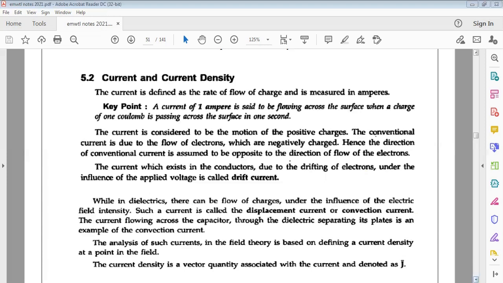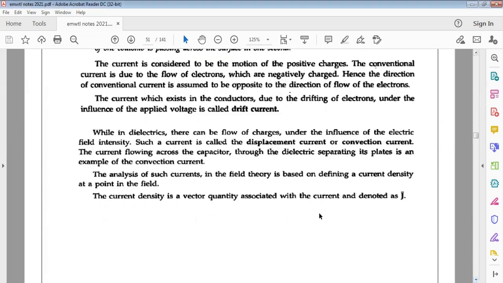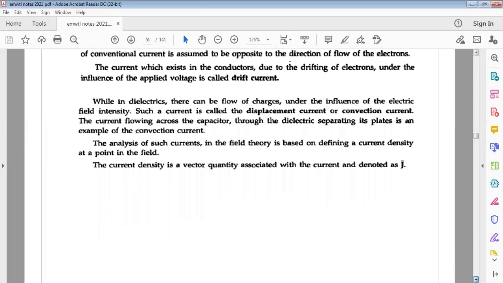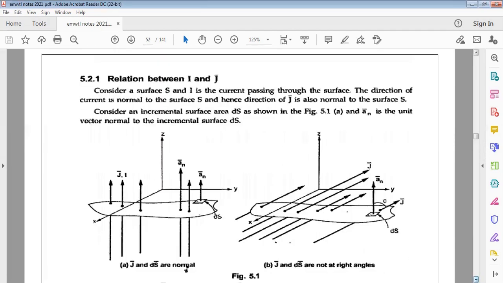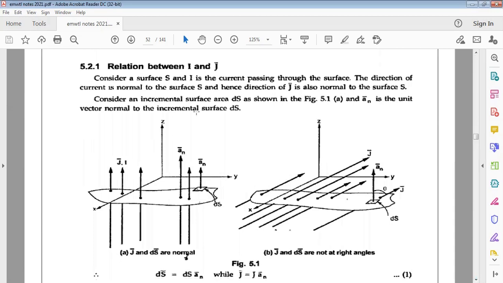J bar is nothing but the current density. The current density is the vector quantity associated with the current, and it is denoted by J bar. The current is always I, but current density is denoted as J bar. See here the relation between current I and J bar.